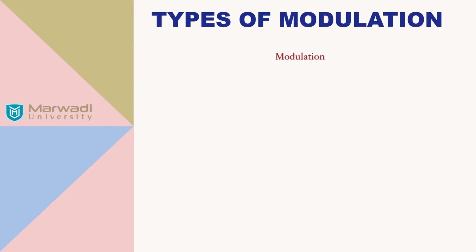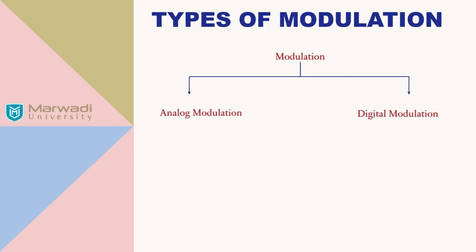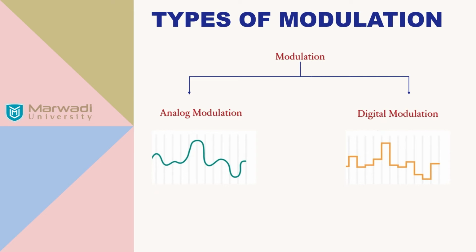Now, types of modulation. There are two types of modulation: analog modulation and digital modulation. Modulation performed on an analog signal is called analog modulation, and modulation performed on a digital signal is called digital modulation.